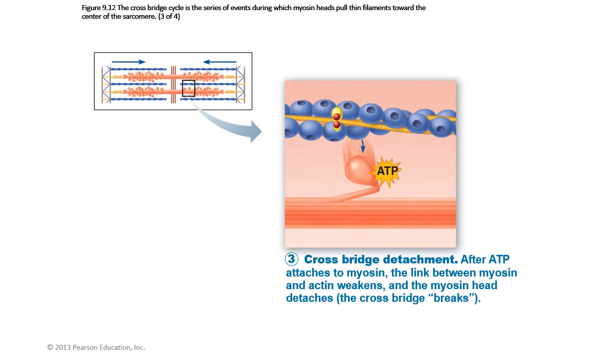The third step is where the myosin head is removed or detaches from the actin binding site. ADP and phosphorus recombine to form ATP. ATP binds to the myosin head and it falls, if you will, downward.